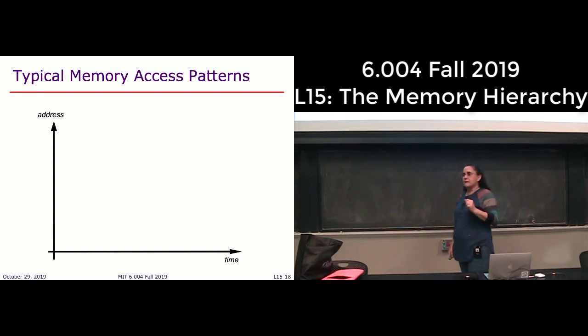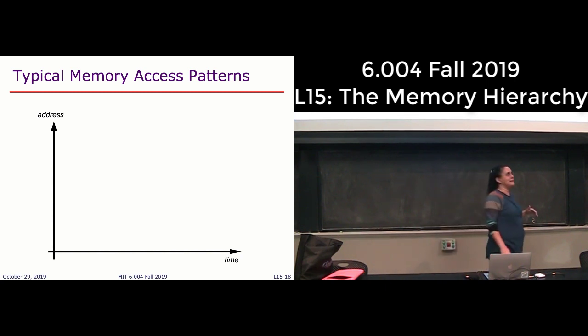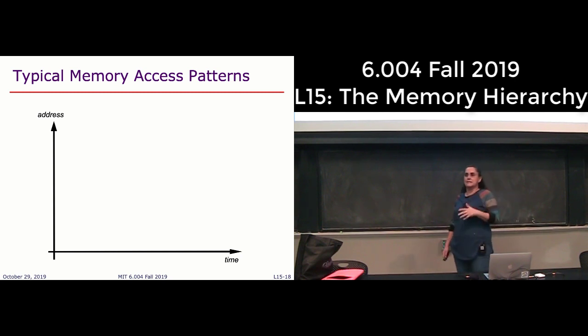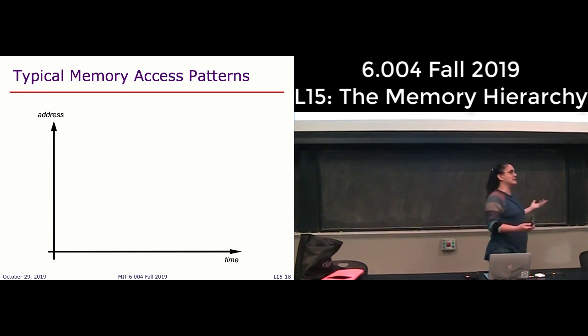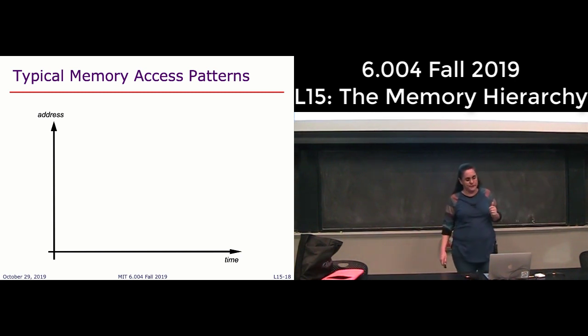Now, what we're going to look at next is basically memory access patterns, which we've actually looked at in the past. So hopefully this looks familiar. And these memory access patterns are basically what's going to help us realize why this hierarchy of memories can actually work well enough to make it seem like I have a very large and fast memory.